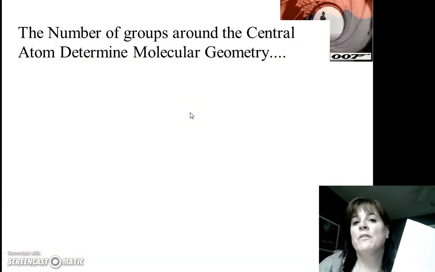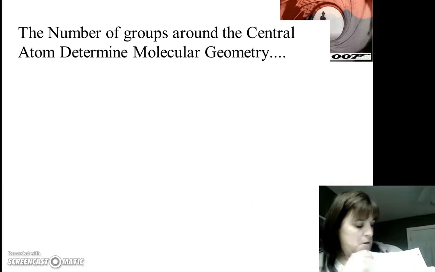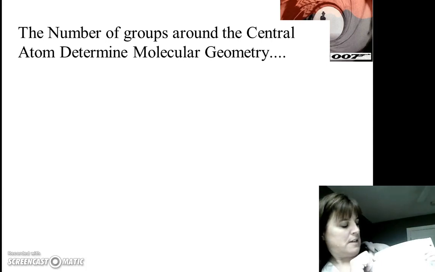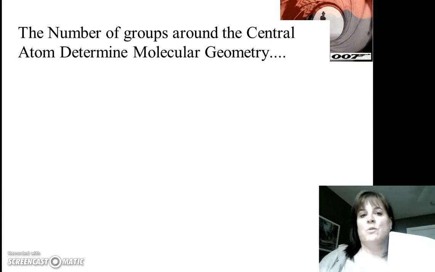So let's talk about how you figure out what's what. Well, it's the number of groups around the central atom that determines the geometry. So if you look on your little sheet here, the first thing you'll see is this column that says pairs. The pairs are what determine the actual geometry.